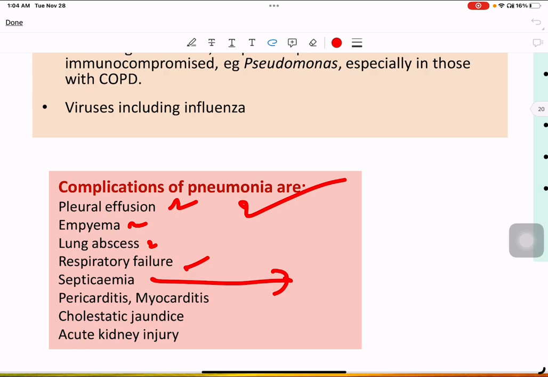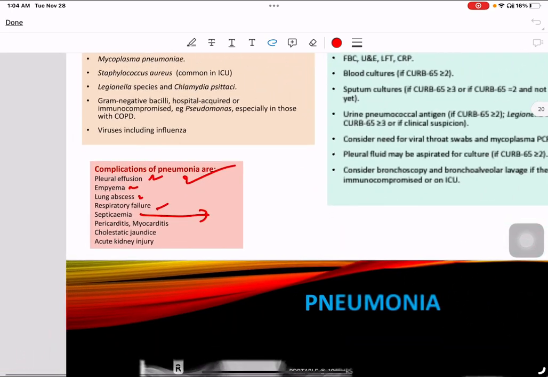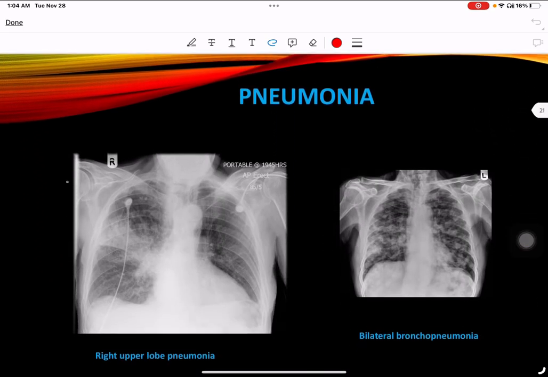So, lung infection can lead to lung abscess, empyema, respiratory failure, effusion. Then it will spread to the blood, causing pericarditis, myocarditis, acute kidney injury, or cholestatic jaundice in the liver.